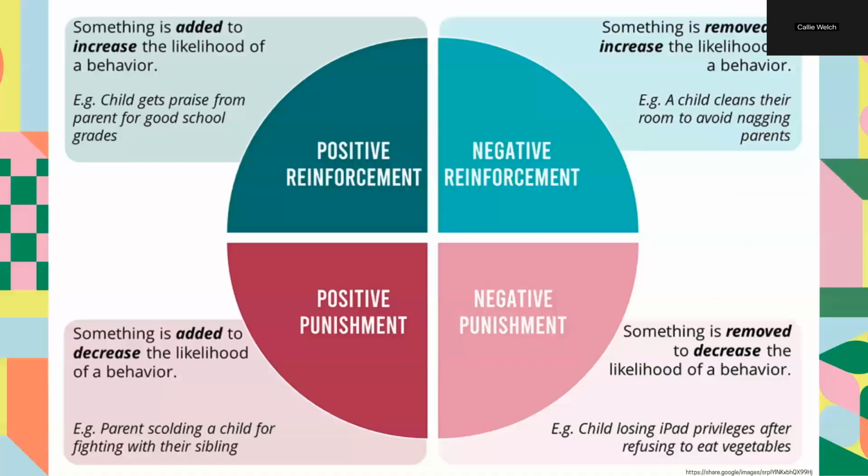So, we've already talked a little bit about positive and negative reinforcement, but I also want to mention positive and negative punishment. We try to not use punishment unless we absolutely have to, but it's important for you to understand the differences in all of these things. Positive reinforcement, like I said, is when something is added to increase the likelihood of a behavior. Negative reinforcement is when something is removed to increase the likelihood of behavior. With positive punishment, something is added to decrease the likelihood of behavior. That would be like reprimands and stuff like that.